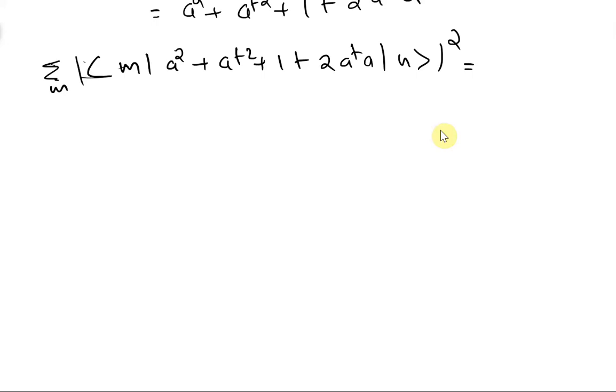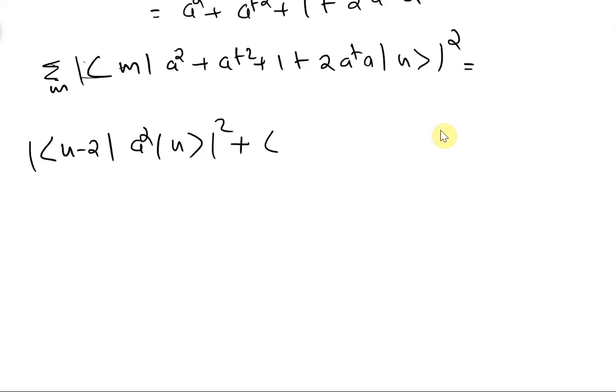This quantity is going to have any value, so that whenever a² is acting, that m has to be n minus 2. ⟨n−2|a²|n⟩, right? Then only it will become n minus 2 square. So that is the first term which is contributing.